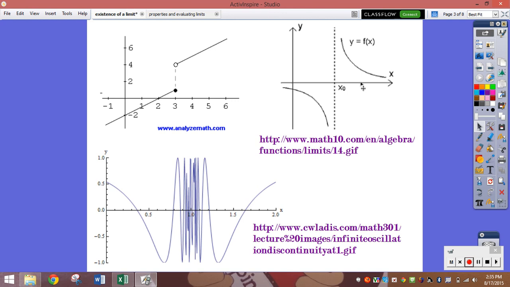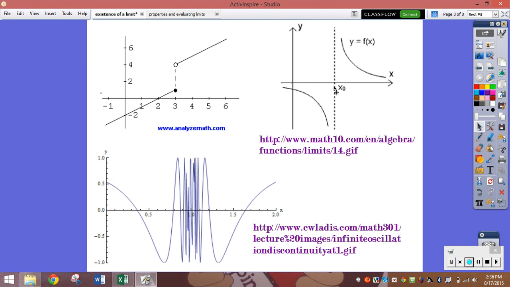In this graph, this is an example of unbounded behavior. So from the left, the curve curves infinitely downward, which would be towards negative infinity, and from the right it curves infinitely upward, which would be approaching positive infinity. So for this function in particular, the limit does not exist at x sub 0, whatever this x value is.